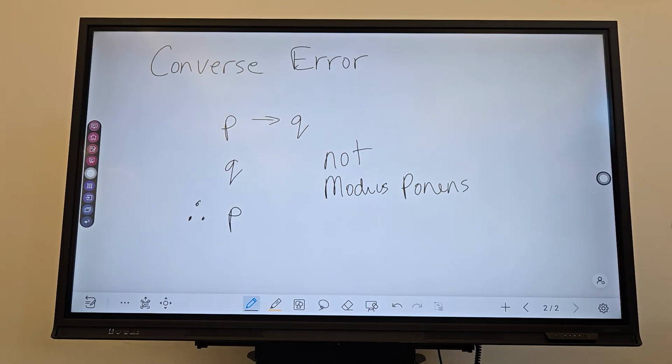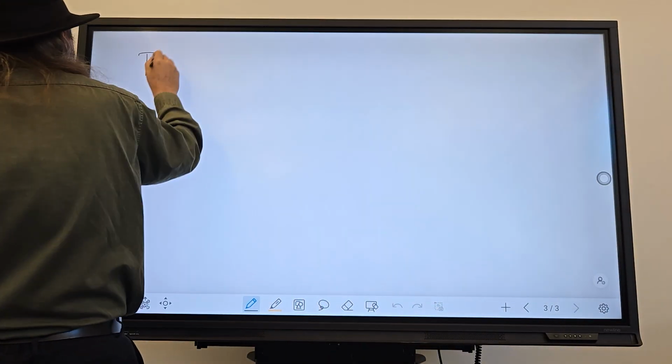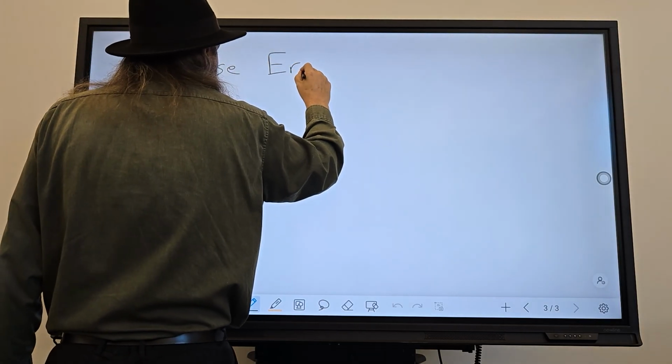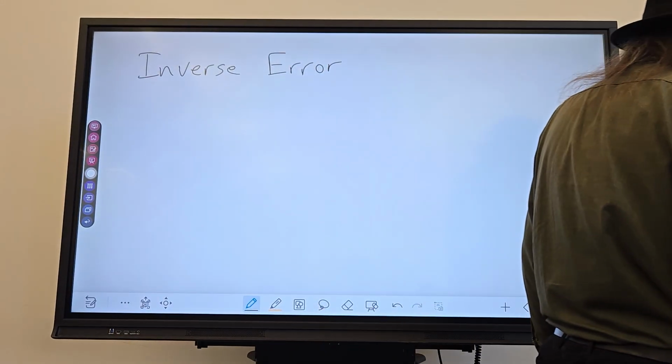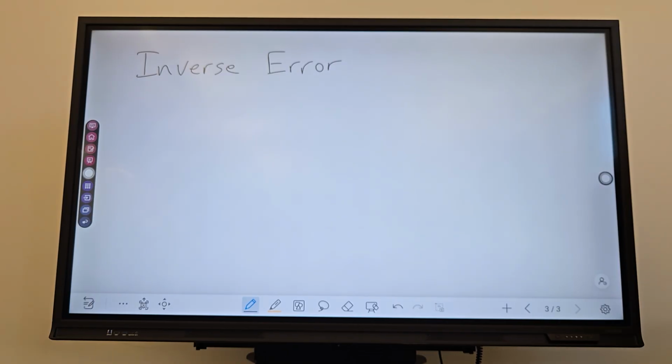Now, then there's the inverse error, where the inverse is used instead. Consider the following argument. If these two vertices are adjacent, then they do not have the same color. These two vertices are not adjacent, therefore, these two vertices have the same color.